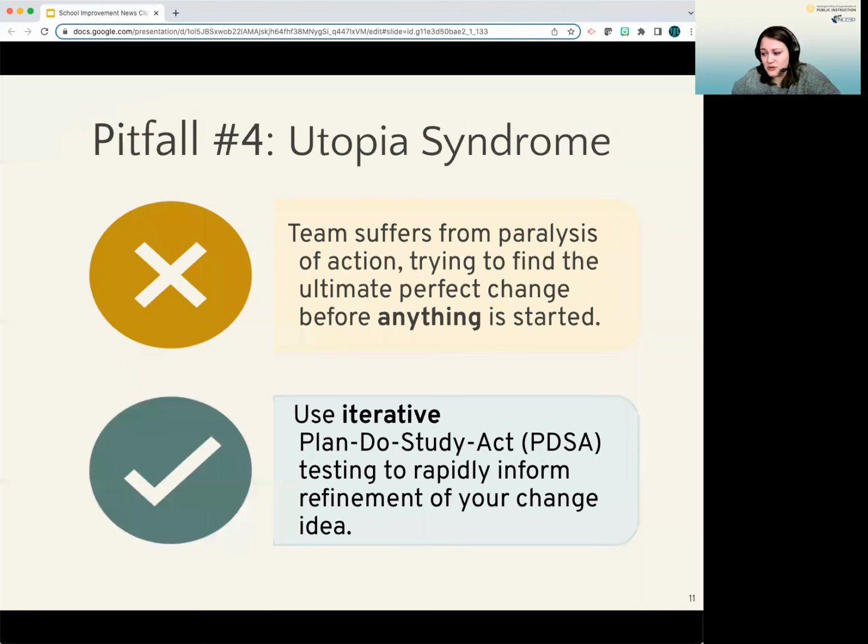Another pitfall is Utopia Syndrome. Don't wait for those perfect solutions. Try something small and learn from your progress. Test and build evidence quickly, and then make adaptations and try again on solutions that show promise. And it's okay to abandon change ideas that don't show measurable impact in repeated small trials, and adopting and spreading solutions that lead to measurable results instead.